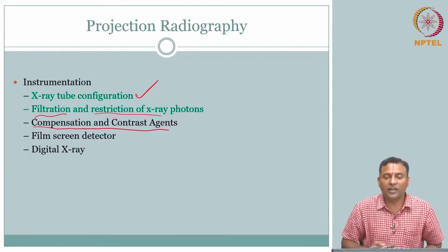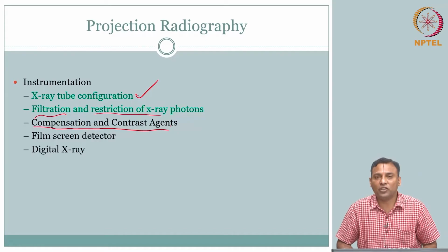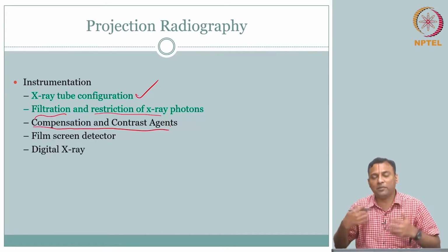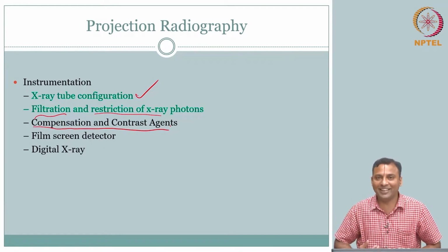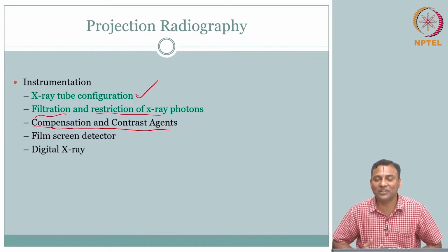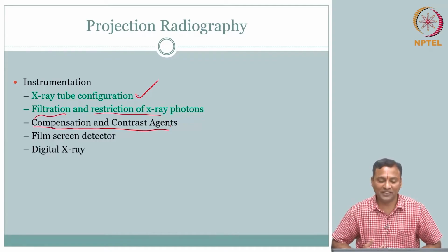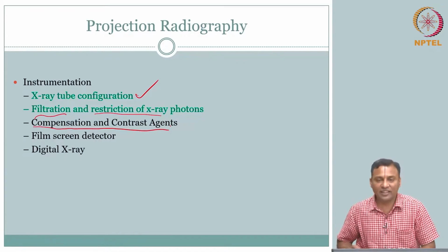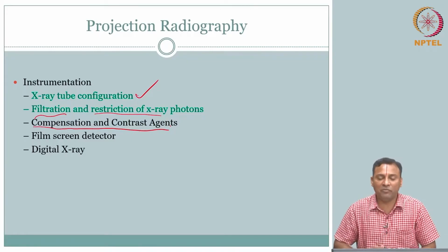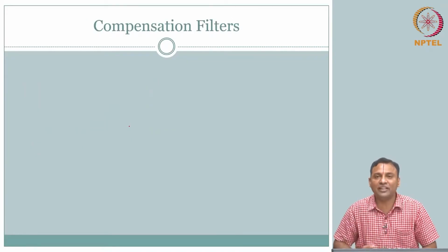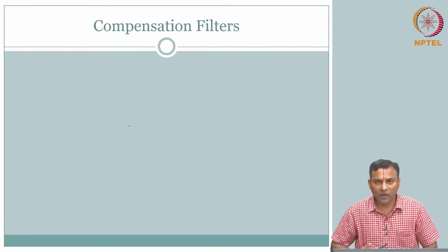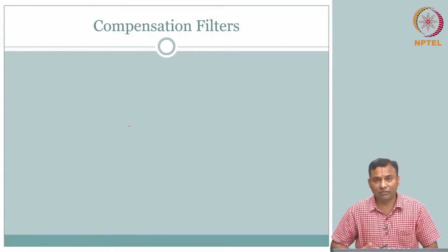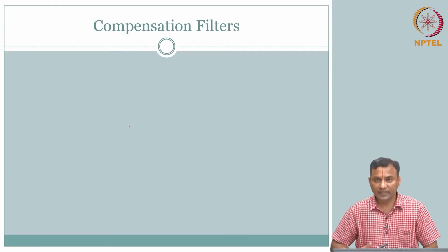So, in some sense, we need to also talk about, in the instrumentation, what happens with the humans. Can we manipulate the material to get a good signal to noise ratio or contrast to noise ratio? Okay. We did talk about a hint of contrast agents earlier, but we will go through the notions here. So, what do we mean by compensation filters?